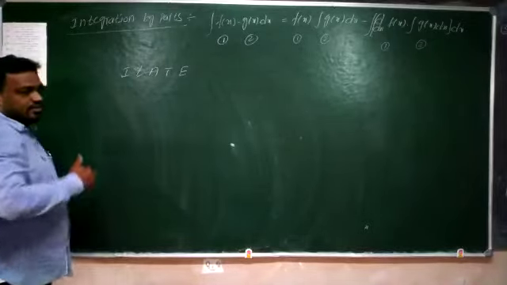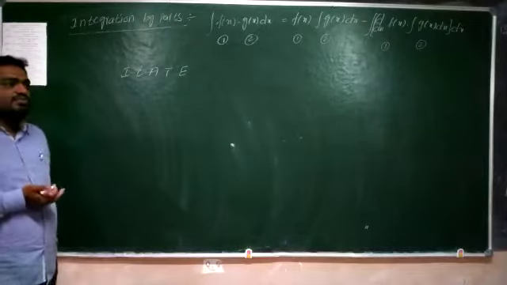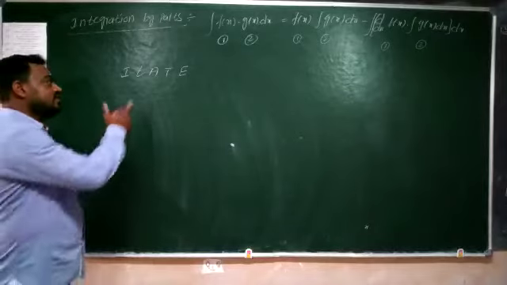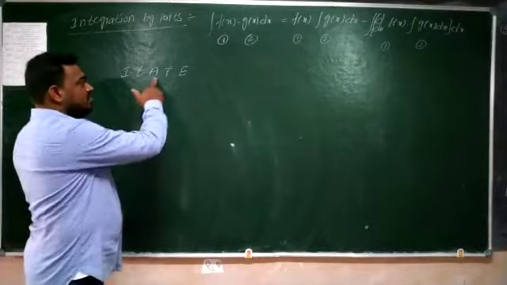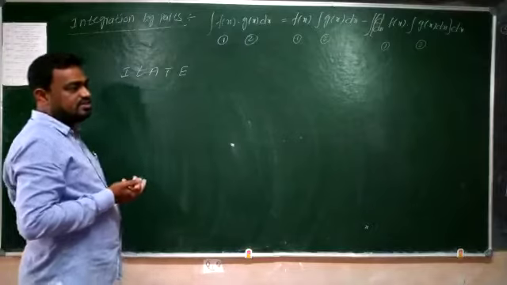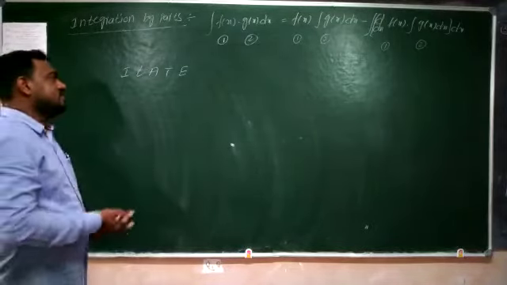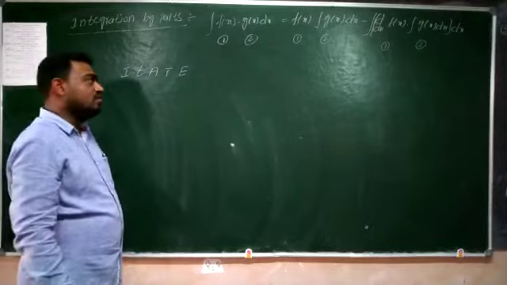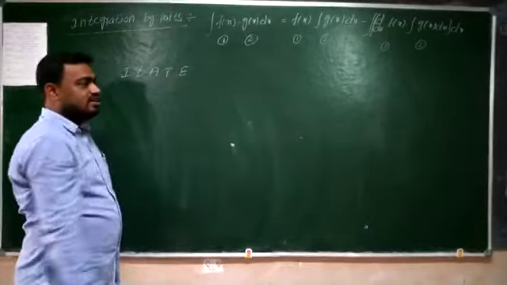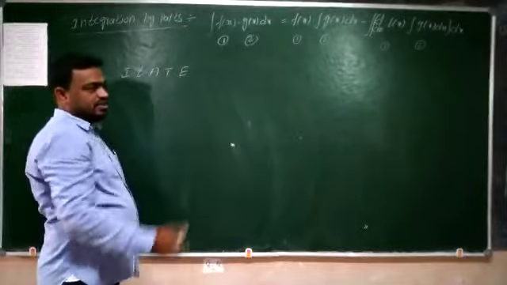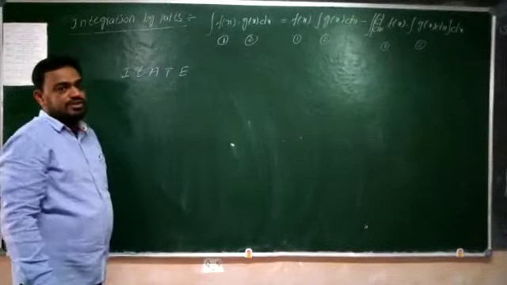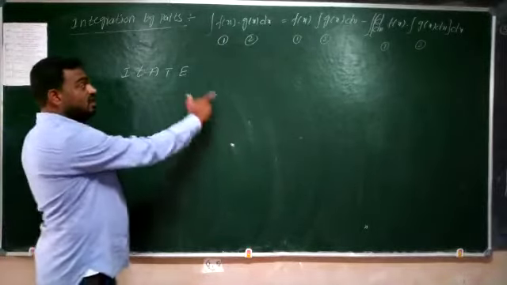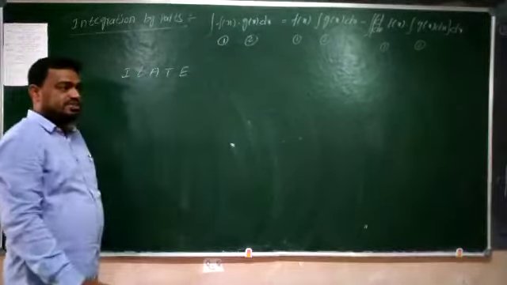L for logarithmic functions. Examples: log x, log of sin x, log of log x. A for algebraic functions: x square, root of x, and so on. Next, T for trigonometry functions, well known: sin x, cos x, tan x. E for exponential functions. Example: e power x, a power x, 2 power x, 3 power x. These are all exponential functions.